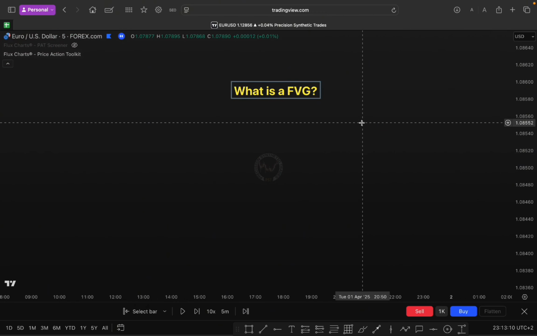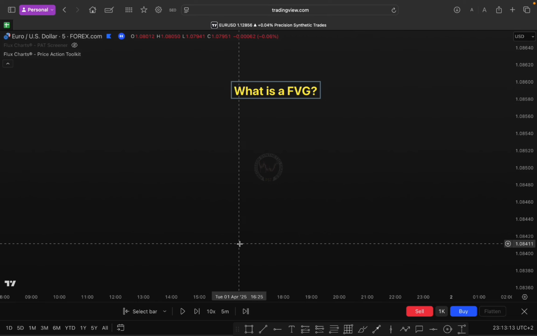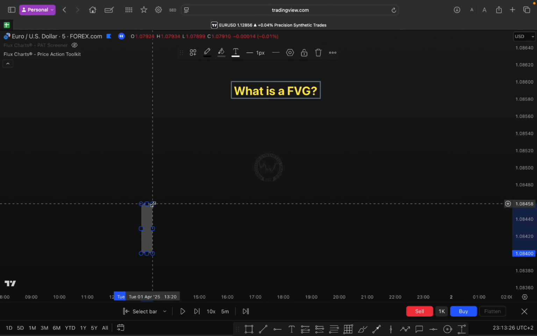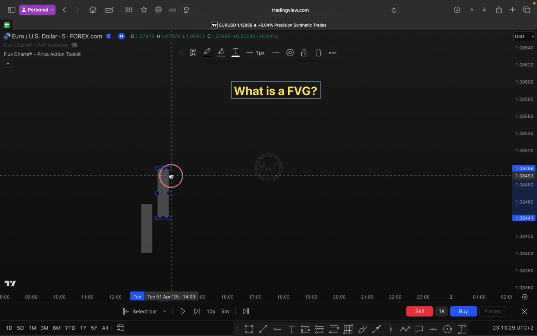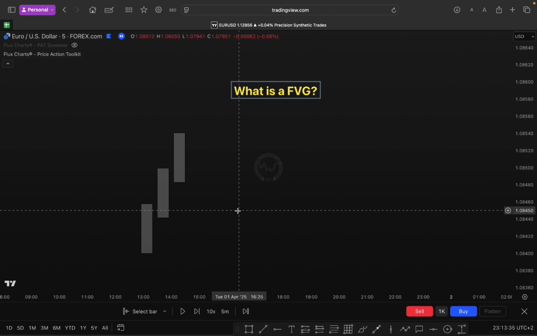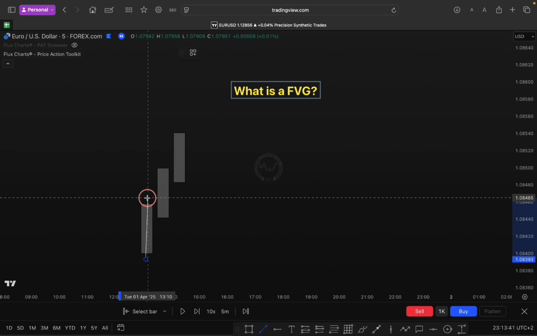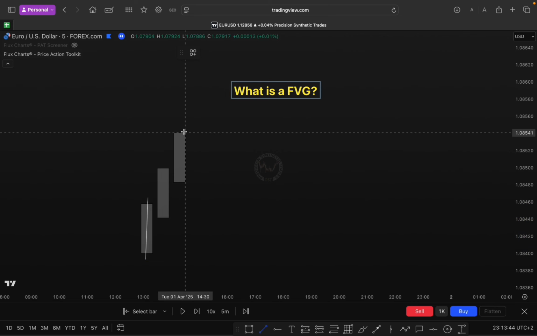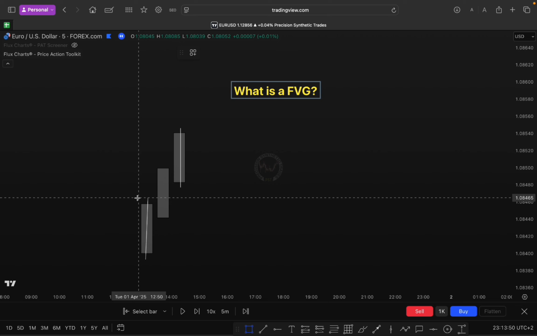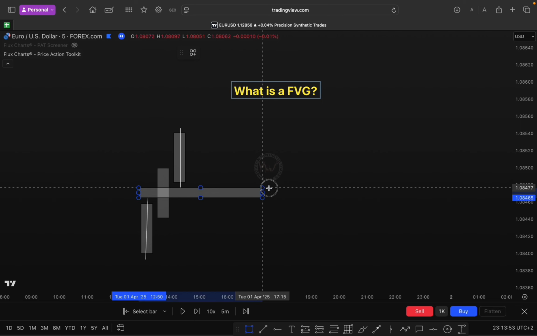Alright, so first of all, what is a fair value gap? To put it in simple terms, a fair value gap is a gap that price creates when an impulse move is created. So for example, if we have 3 candles right over here, candle 1, candle 2, candle 3, there needs to be a gap between candle 1 and a gap between candle 2. So where will the fair value gap be? From this wick to this wick.